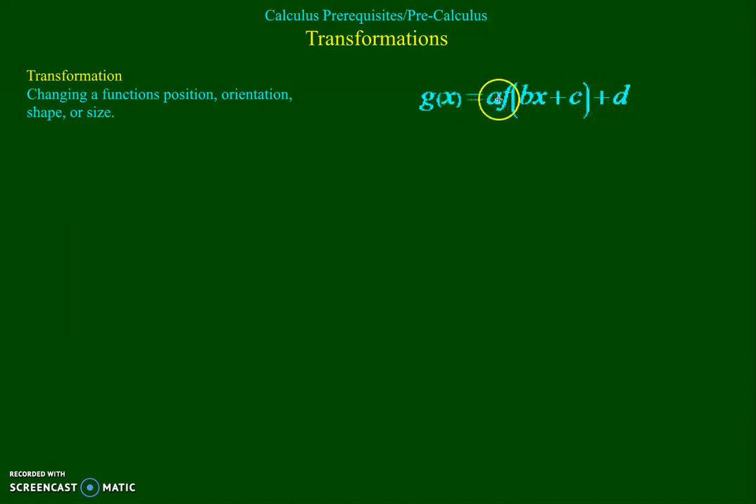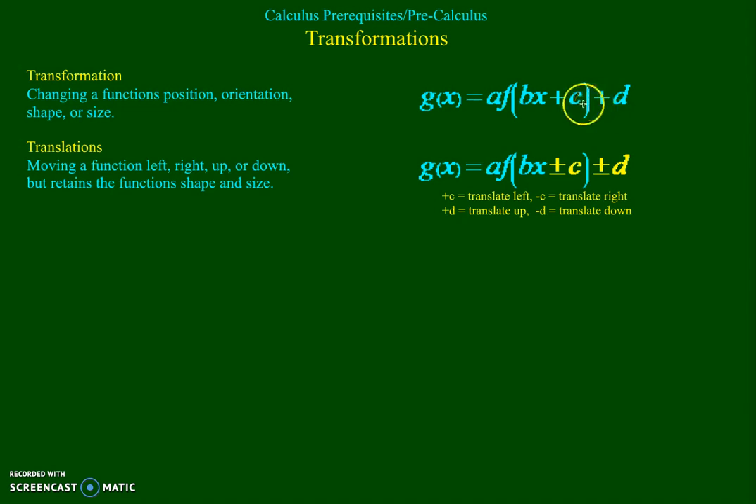So we're going to look at what happens when we manipulate each one of either A, B, C, or D, or some combination of those. The first thing we're going to look at is translations. Translation means moving up, down, left, or right. The key to remember is that whenever you alter a value with the x, you're altering something with respect to the x-axis.